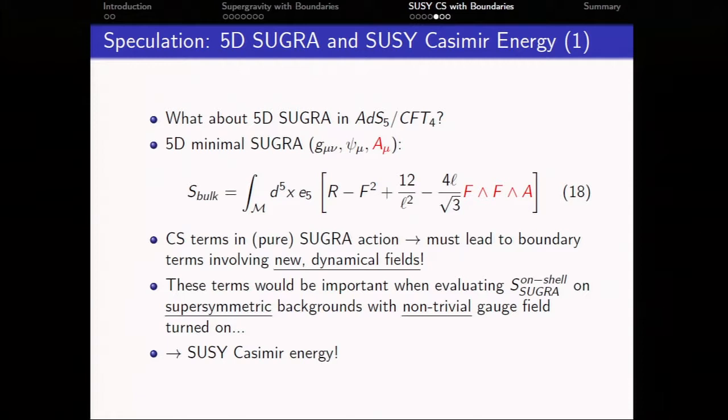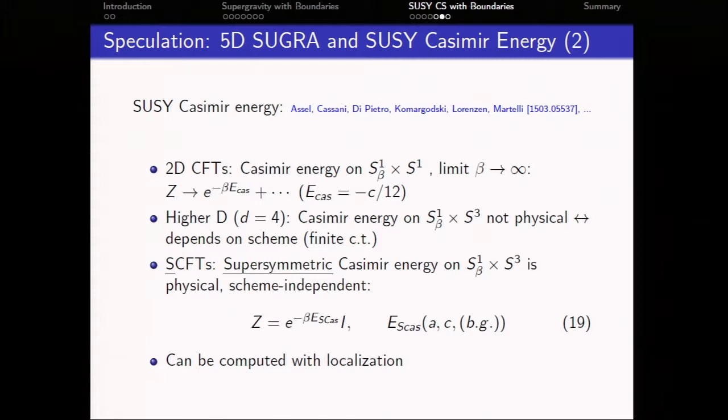In particular, this might be true or not, but it might mostly matter when you have a non-trivial gauge field turned on. And as I will try to explain in just a few minutes, this is relevant when you want to calculate the supersymmetric Casimir energy holographically. So first, let me just tell you what this supersymmetric Casimir energy is.